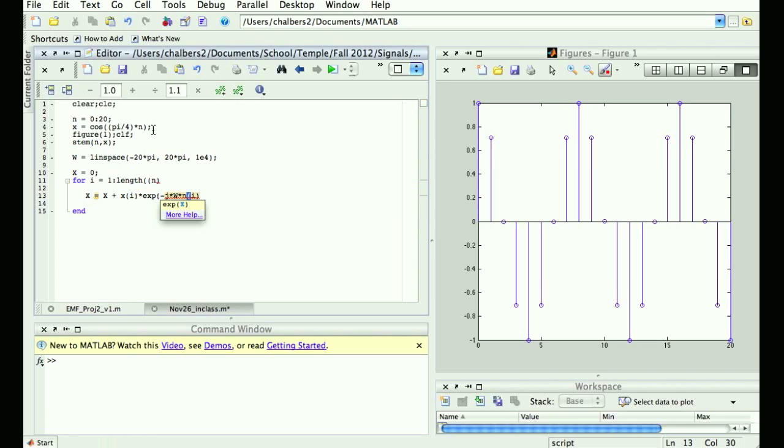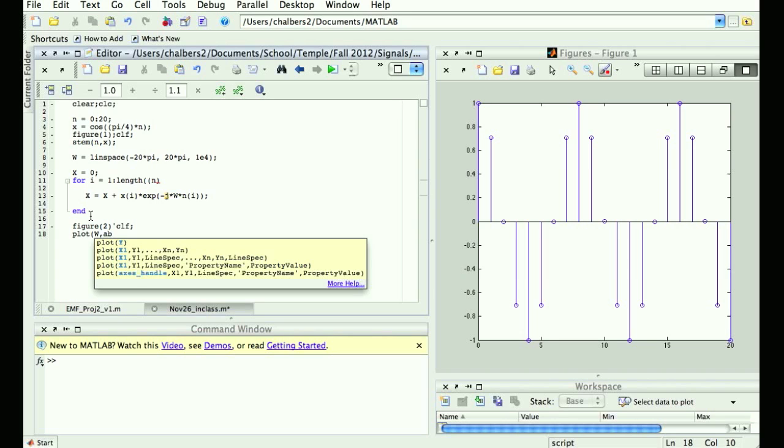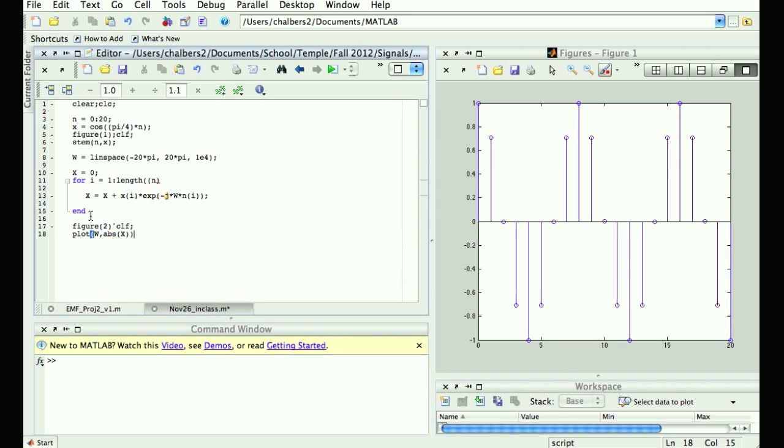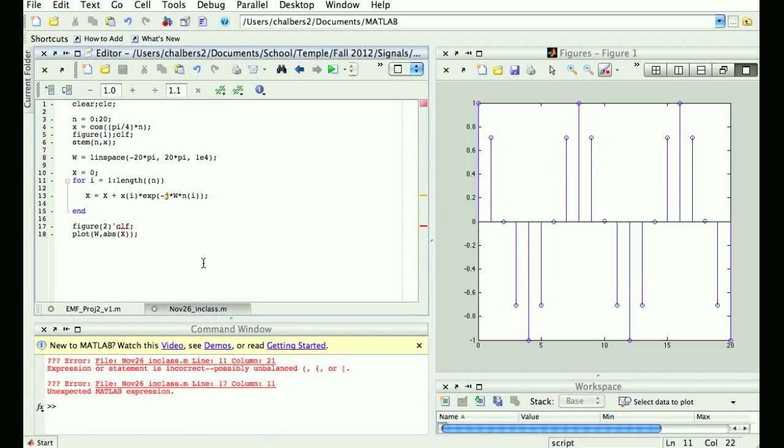Okay, so figure 2, clear figure, plot omega against the absolute value of X. Kapow! Okay, so we started with this signal. Again, I want to emphasize, what I've just done here is not an example of anything good that you should do. Essentially, I've just tried to do the discrete time Fourier transform, x of n times e to the minus j omega n. I've just tried to manually calculate it. All right, so let's look at that.